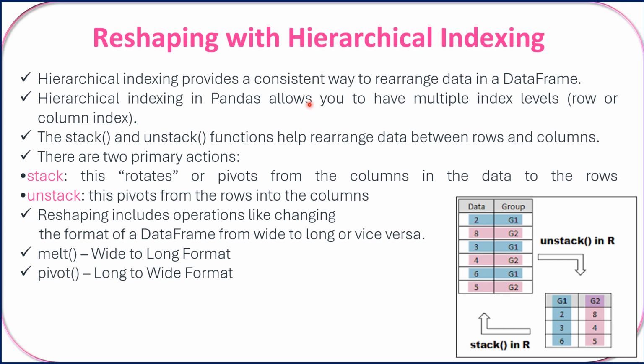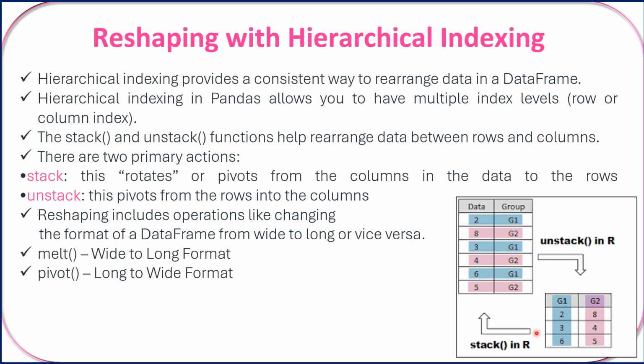Reshaping with hierarchical indexing is done to change the data that is available row wise to column wise, which is called unstacking, whereas column wise to row wise is known as stacking. So stacking is rotating or pivoting the columns in the data to the rows, and unstacking pivots the rows into columns. This is what we have seen.